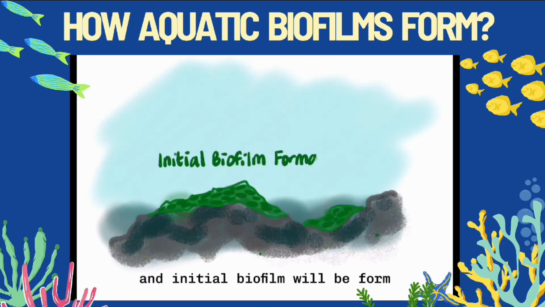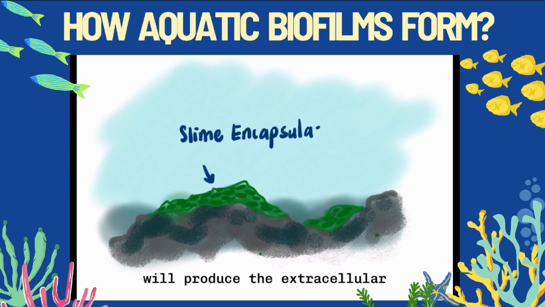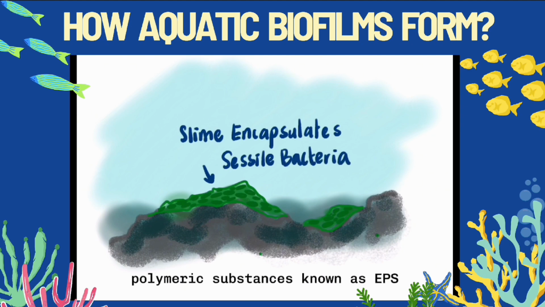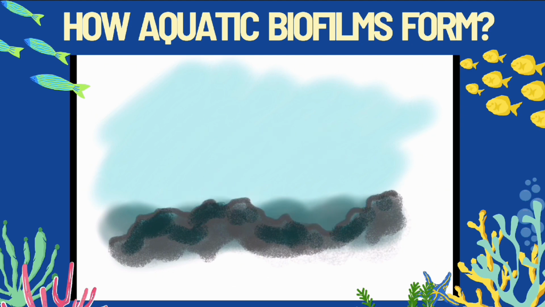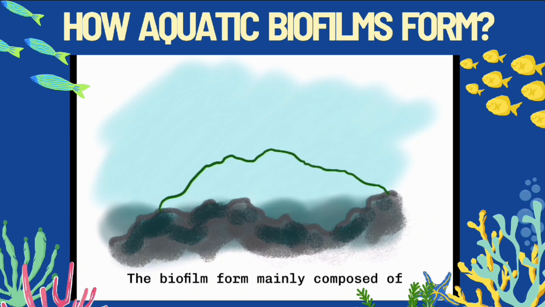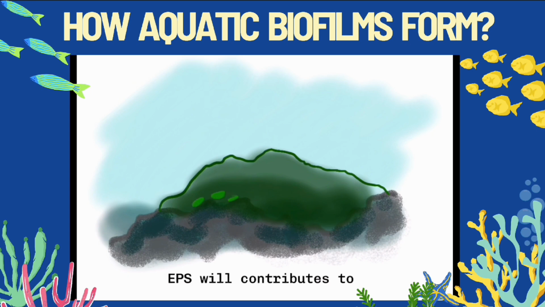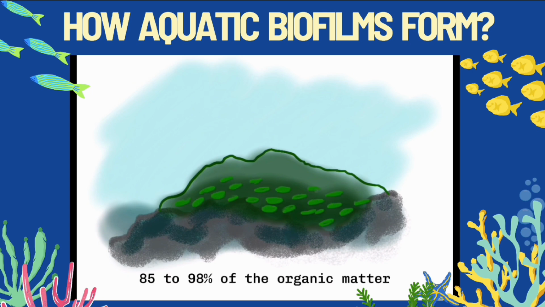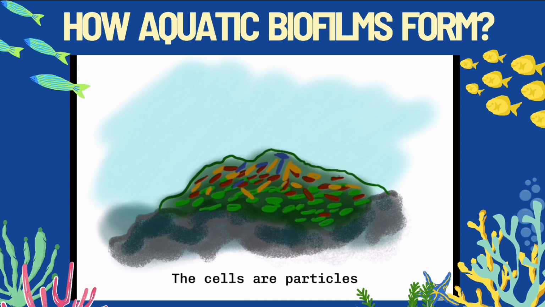An initial biofilm will be formed. After that, the attached bacteria will produce the extracellular polymeric substances, known as EPS, or slime, to hold the growing biofilm. The biofilm formed will mainly be composed of water, around 80 to 90%. The extracellular polymeric substances (EPS) will contribute 85 to 98% of the organic matter. The microorganisms will entrap these organic and inorganic particles, and the substances will soak into the EPS. The cells, particles, and substances will dissolve in the interstitial water.